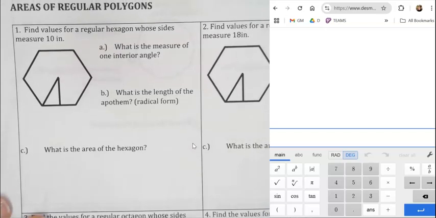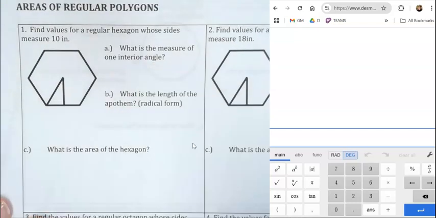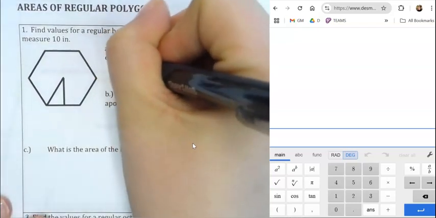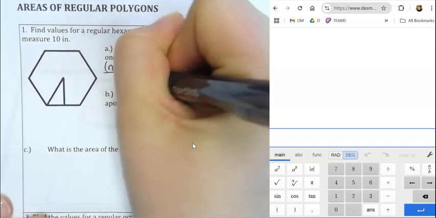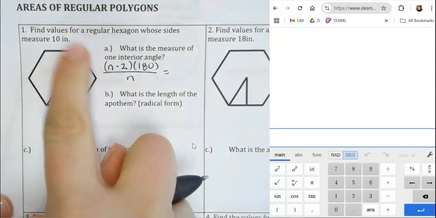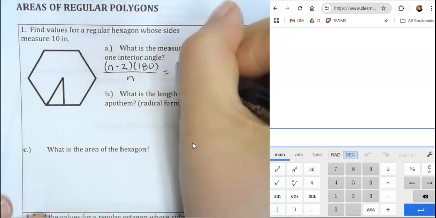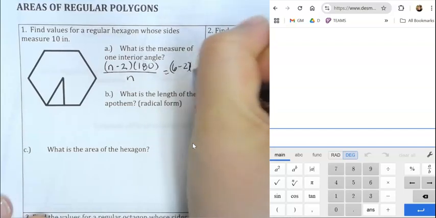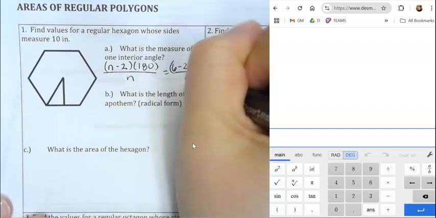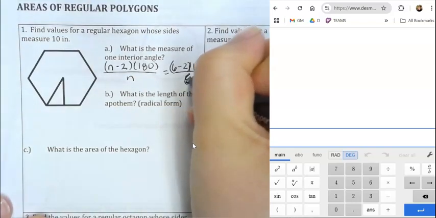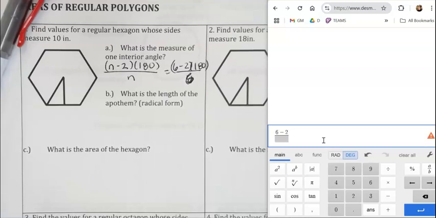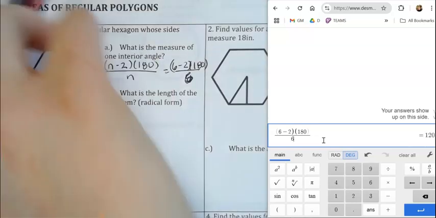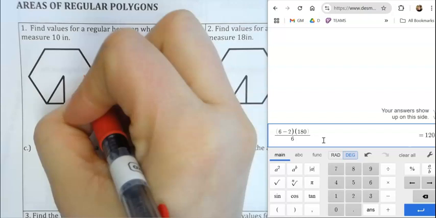So, to find the measure of one interior angle, you're going to do n minus 2 times 180 divided by n. So in this case, we have 1, 2, 3, 4, 5, 6 sides. So we have 6 minus 2 times 180 all over 6. My bad. So if I type that in, I get that each of these angles is 120.